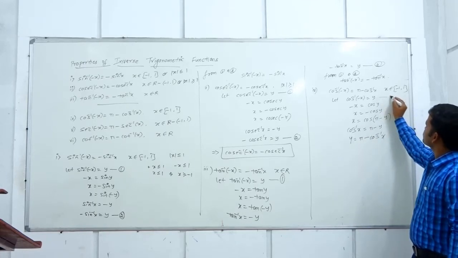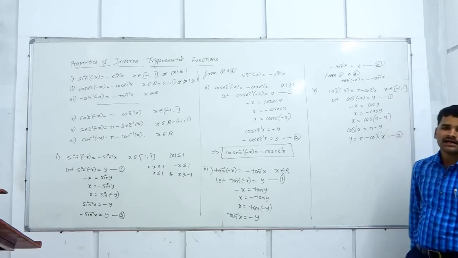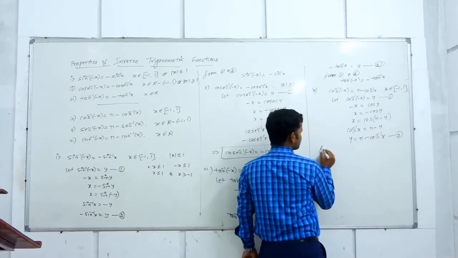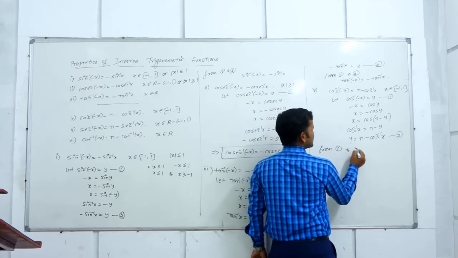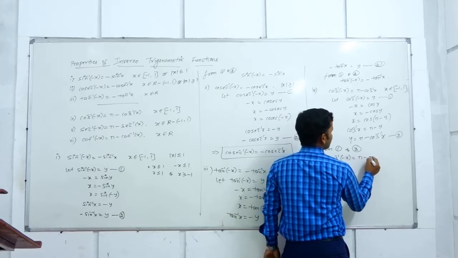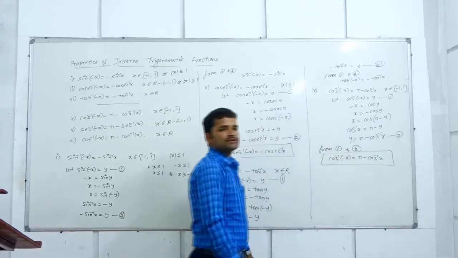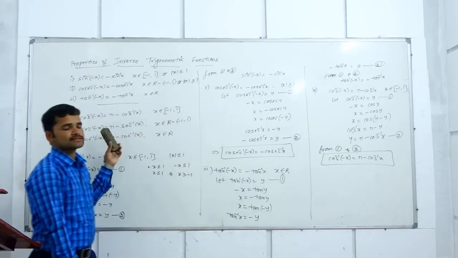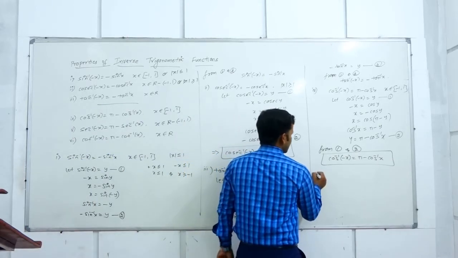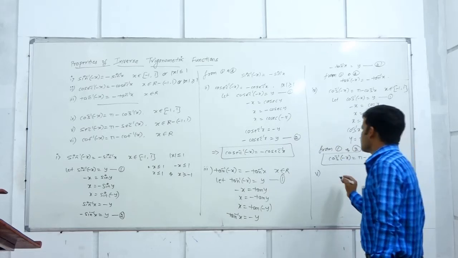If this is equation 1 and this one is equation 2, you observe equations 1 and 2, both are y equal to. Therefore, from 1 and 2, we have cos inverse of minus x is equal to pi minus cos inverse of x. We need to know the difference between cos inverse of minus x and minus cos inverse of x clearly. Coming to the fifth property, that is secant inverse of minus x.